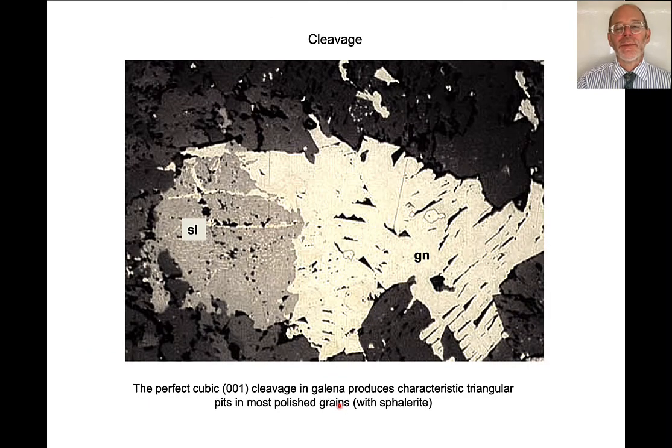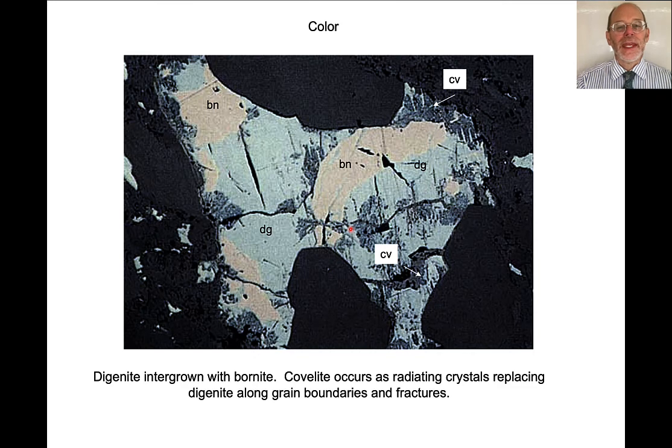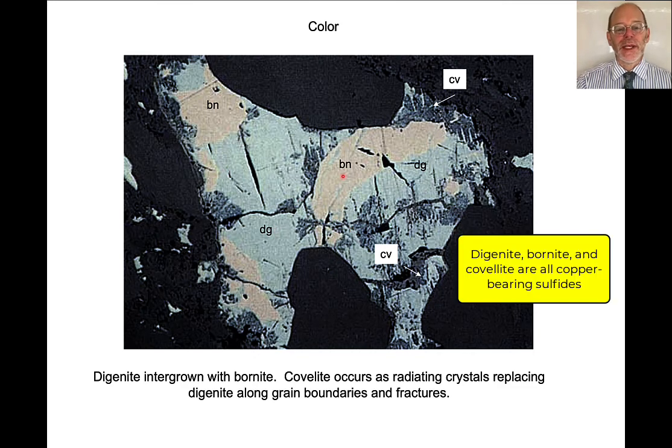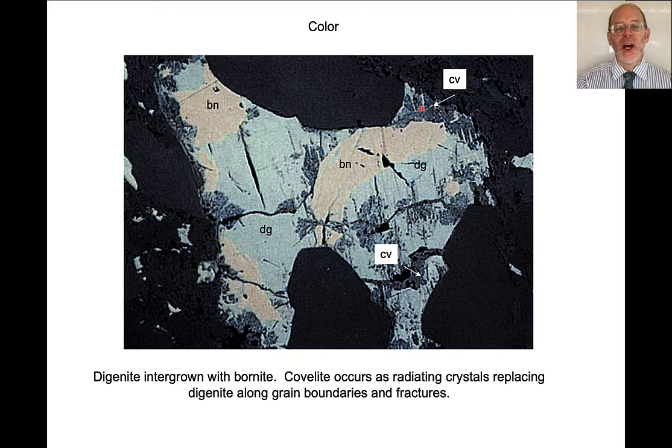So here's some examples of what I was talking about. This is cleavage in galena. Galena has very good cleavage, and it produces these characteristic triangular pits in polished grains. Here is the mineral digenite intergrown with bornite, and there is late-stage covellite that is replacing the digenite along mineral boundaries over here and fractures that run through here.